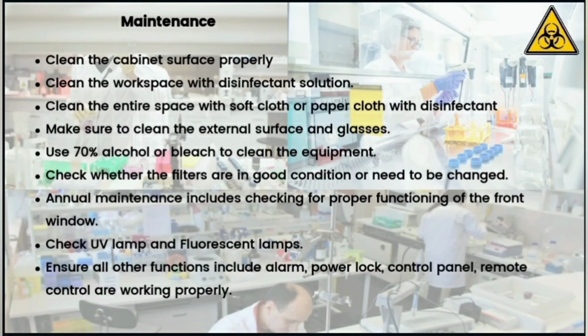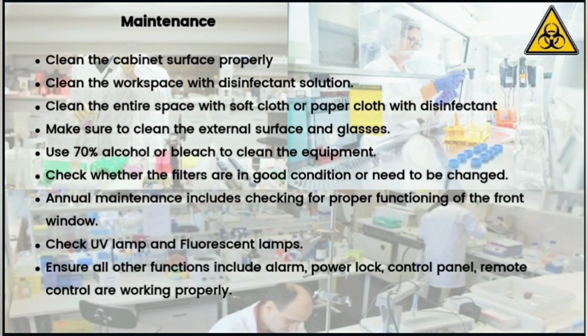How to maintain a biological safety cabinet? Clean the cabinet surface properly. Clean the workspace with disinfectant solution. Clean the entire space with a soft cloth or paper cloth with disinfectant. Make sure to clean the external surface and glasses. Use 70% alcohol or bleach to clean the equipment.